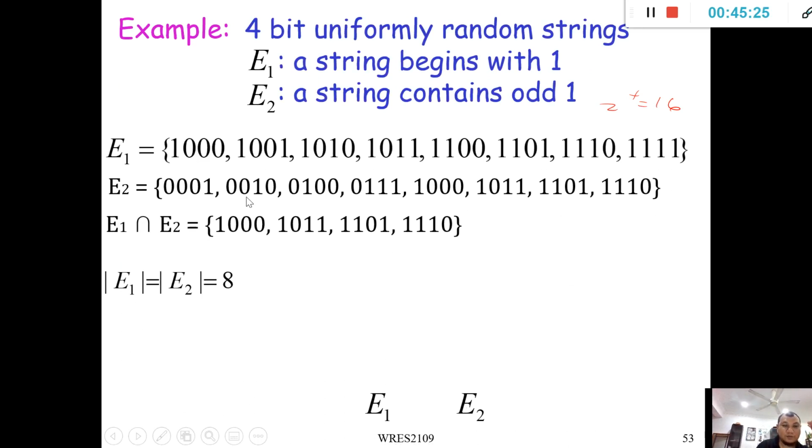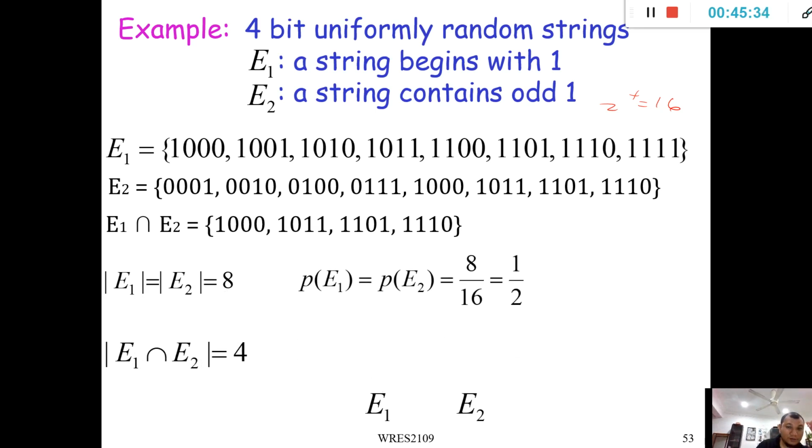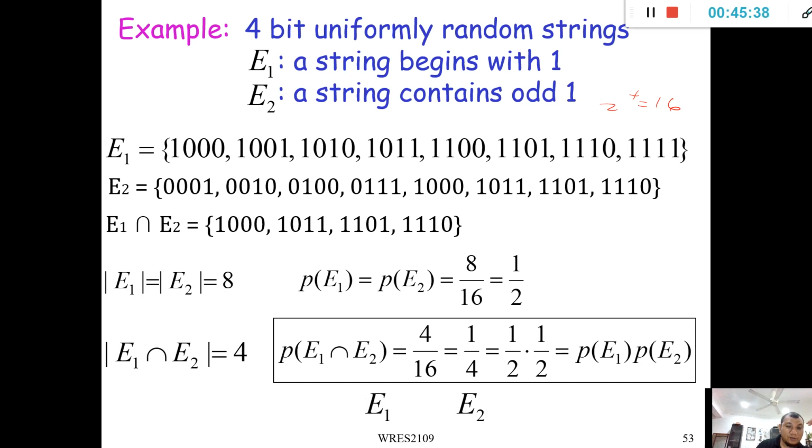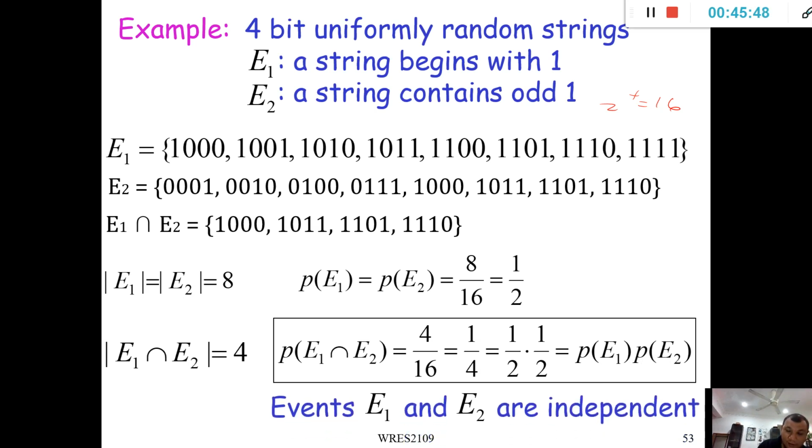So E1 is 8, E2 is 8, and E1 intersection E2 is 4. So if you use the formula P(E1 and E2) equal to P(E1) times P(E2), it is independent. So E1 and E2 are independent of each other. E1 can occur without E2, and E2 also can occur without E1.